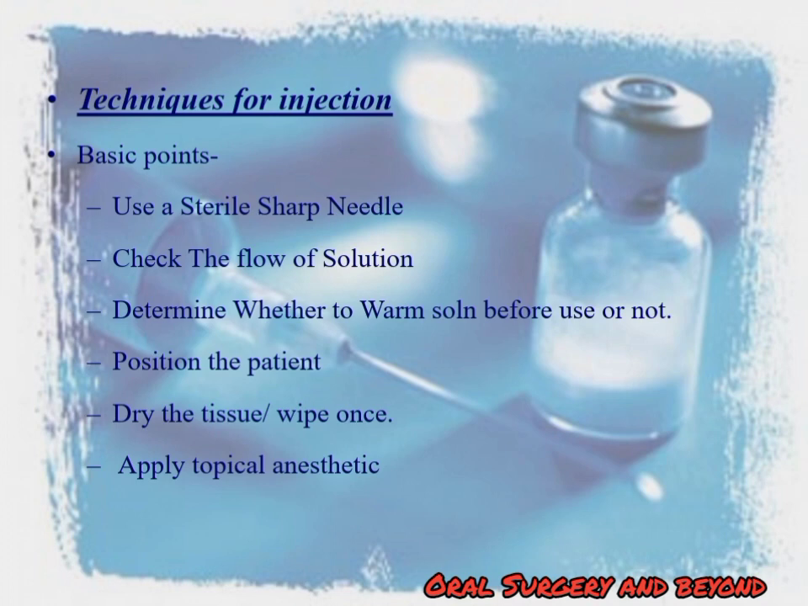As a technique of injection, as we know, we always use a sharp, beveled needle. We mostly use a 26 or 27 gauge needle, 1.5 inch long. Right, before injecting the local anesthesia, we wipe the tissue, dry the oral mucous membrane and then apply topical lignocaine gel to numb that area so the patient will not feel the injection prick. After that we wait for 2 to 3 minutes, then we inject the anesthesia solution.